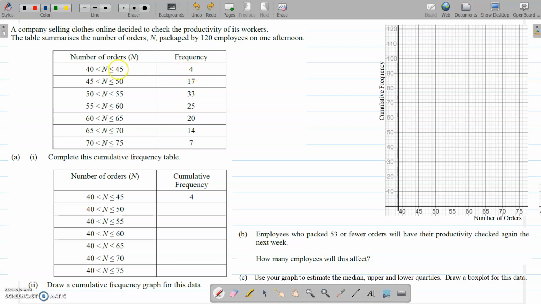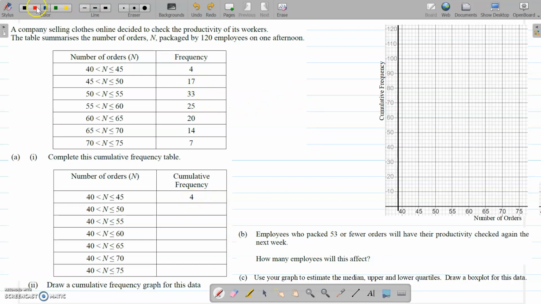So 4 of the workers packaged between 40 and 45, 17 of them packaged between 45 and 50. This is on a particular afternoon, and so on. These 7 people packaged between 70 and 75 during that afternoon. Okay, and we're going to now complete a cumulative frequency table for that data.